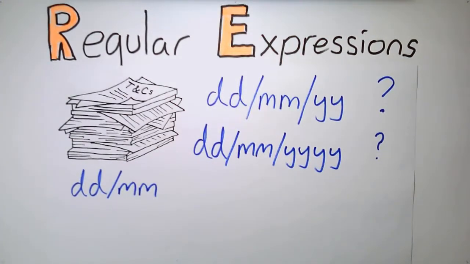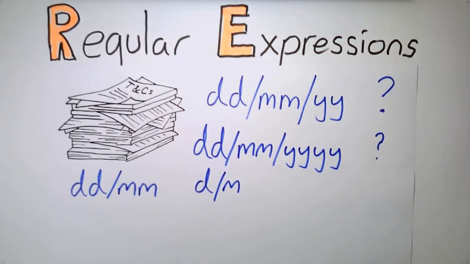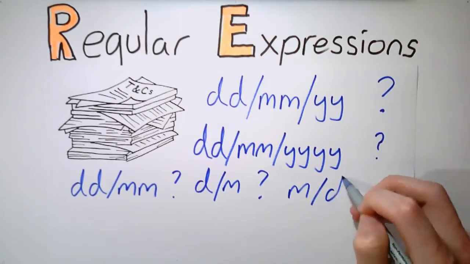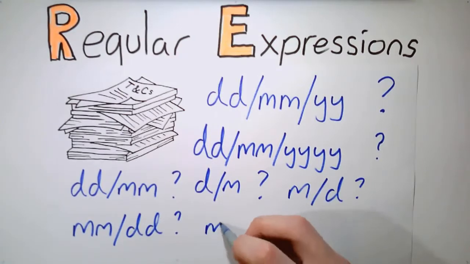But the first month digit can only be 0 or 1, and the first day digit can only be 0 to 3. Sometimes people ignore the 0 if the date is only 1 digit, so it could just be day, month. But for other people the month comes before the day, so we have to account for that too. My word, it's all so complicated, isn't it?